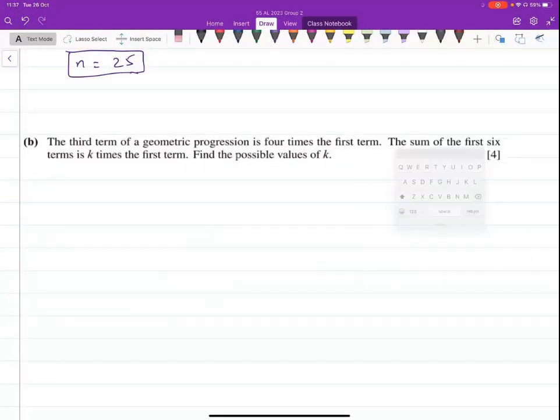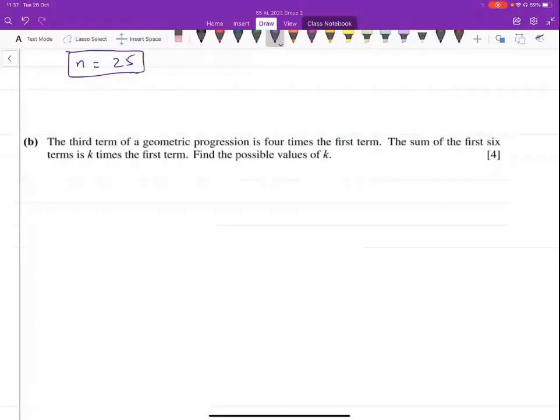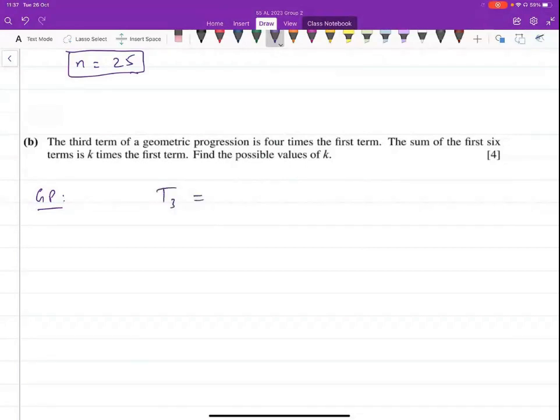The third term of a GP, so सबसे पहले we're talking about a GP. This third term is 4 times the first term. What does that mean? We say third term, that's T3, is equal to 4 times the first term. First term क्या होती है? उसको हम A से represent करते हैं. So it's 4 times A. Okay, so that's what is given.